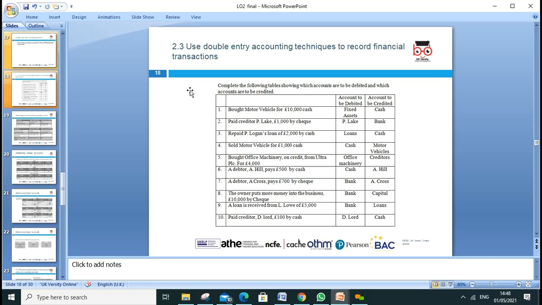Paid creditors: when we paid creditors 1,000 by cheque, the creditor was a liability which we were supposed to pay to individuals or suppliers. So the payables decrease, we paid, and we paid through the bank. So these are all double entries based on the debit-credit rules that will be recorded.